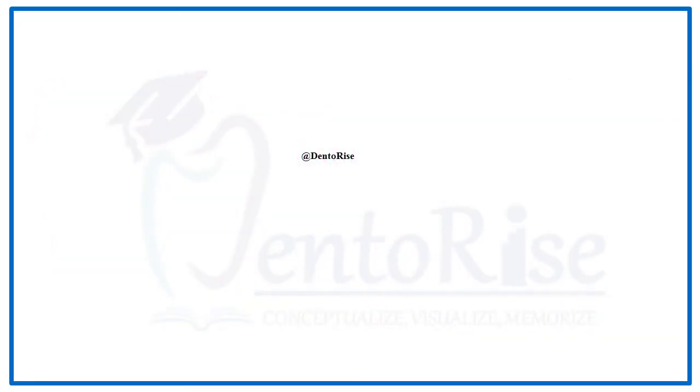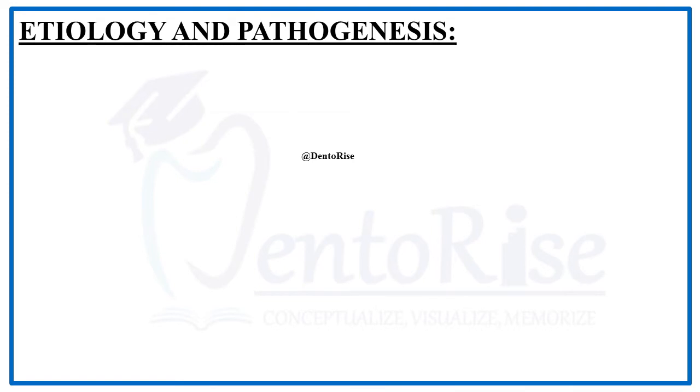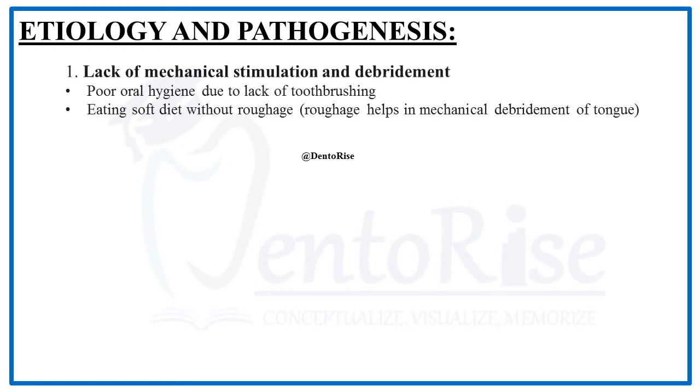Now, what causes the filiform papilla to increase in size that leads to hairy tongue? There can be many reasons behind it. One of them can be lack of mechanical stimulation and debridement, which can be due to poor oral hygiene due to lack of toothbrushing, or eating a soft diet without roughage, because roughage helps in mechanical debridement of the tongue.